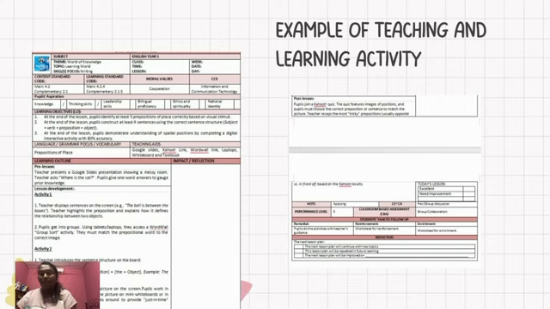This one is the lesson plan that we use, which has all the principles that I've mentioned before. That's all from me. I'll pass the next slide to my group member. Thank you.